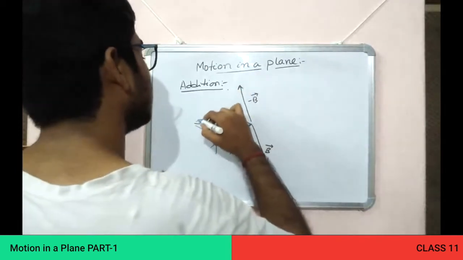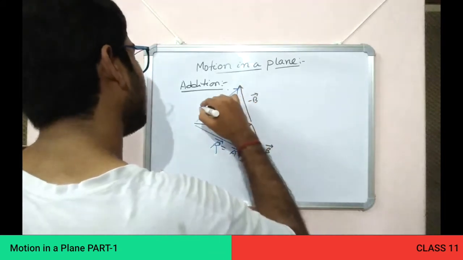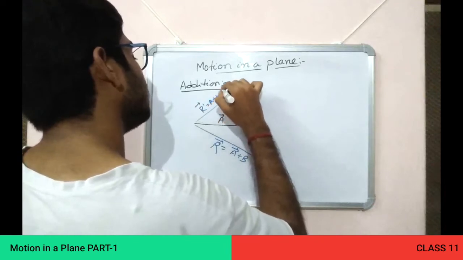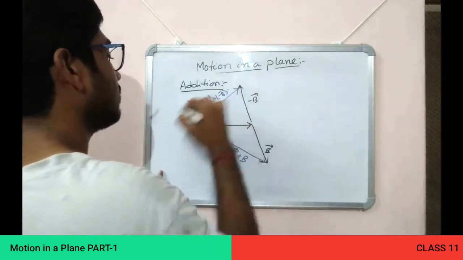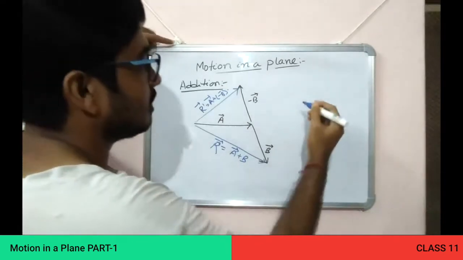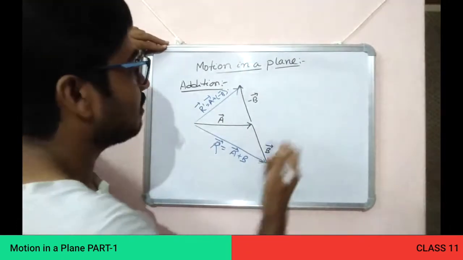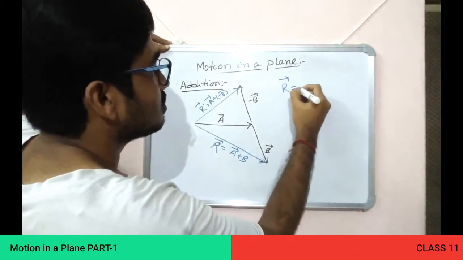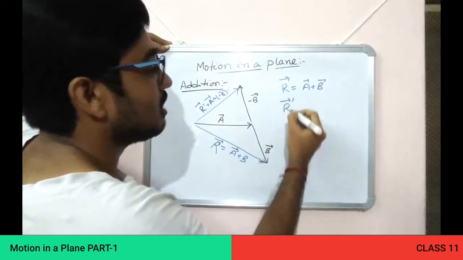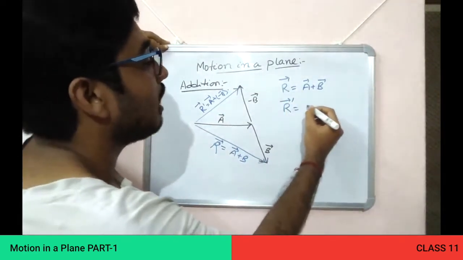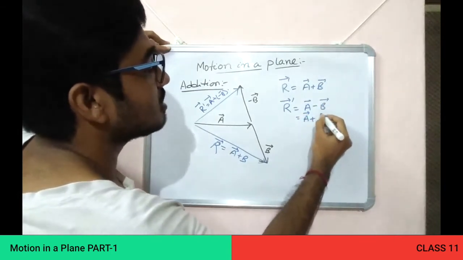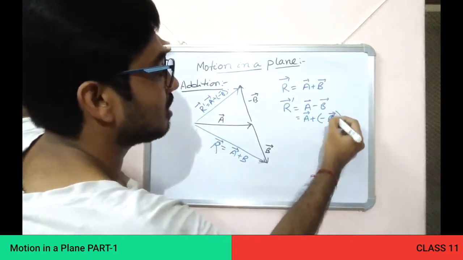And if we consider this, this is R prime and this is A plus minus B. So there is only addition in the vector, that is R is equal to A plus B. And if we consider the subtraction, it is a form of addition, that is A minus B could be written as A plus negative B vector. Okay.